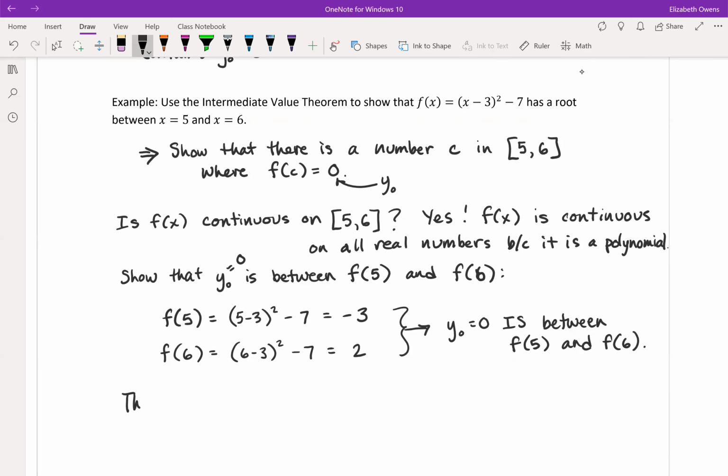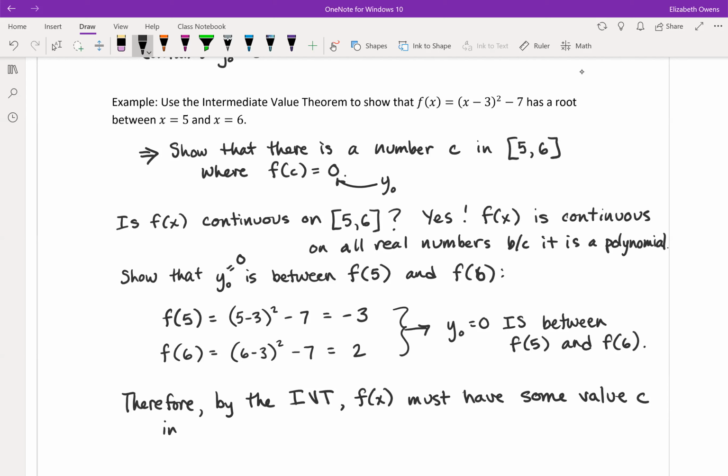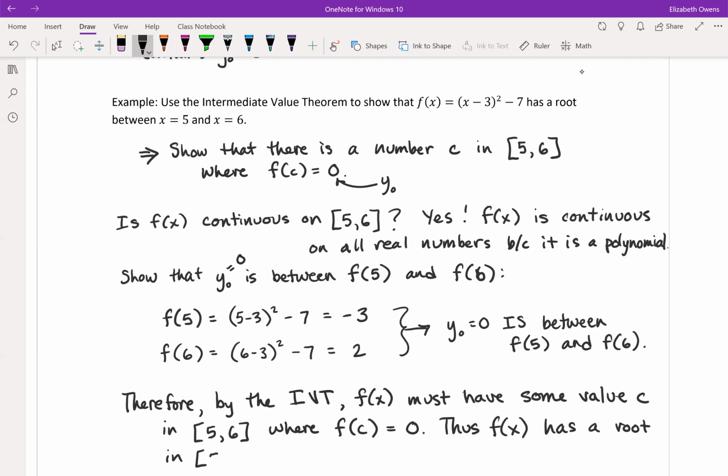And so we can say, therefore, by the intermediate value theorem, IVT, f of x must have some value c in the interval from a to b, 5 to 6, where f of c equals 0. Thus, f of x has a root in the interval from 5 to 6, because that is what it means to have a root.